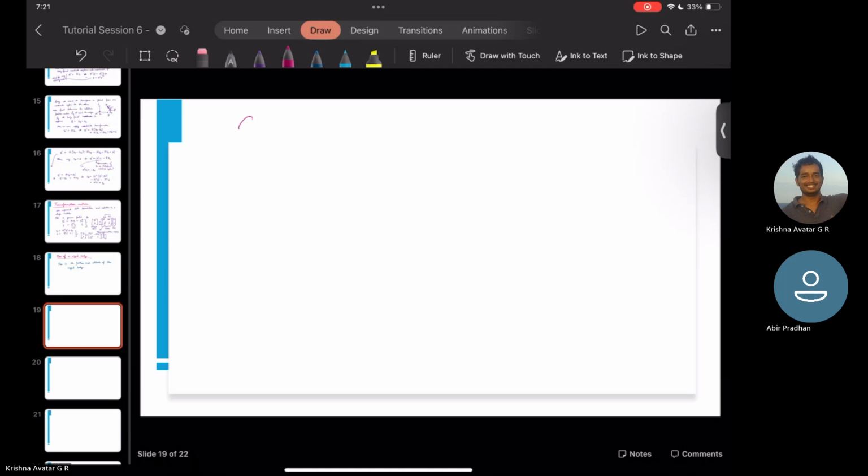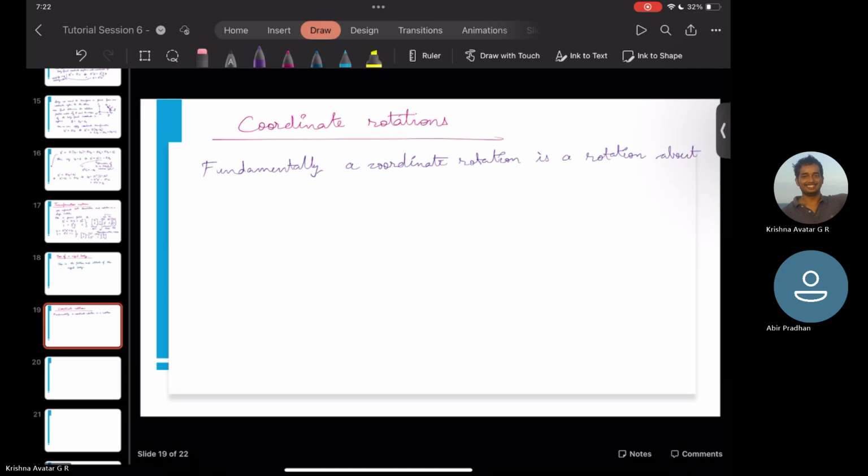Now let's talk about coordinate rotations. In this case, fundamentally, a coordinate rotation is a rotation about a single coordinate axis.